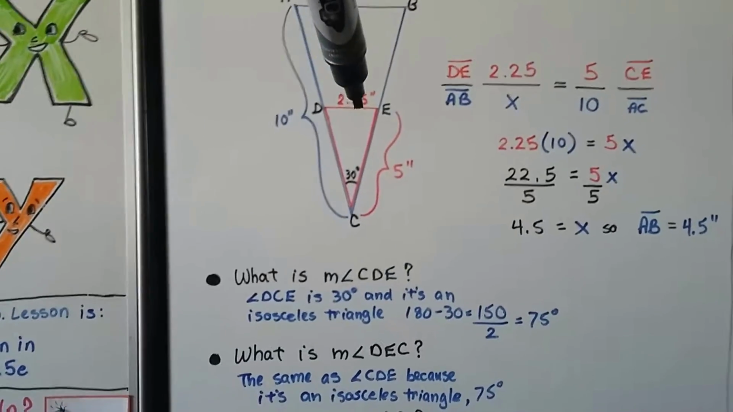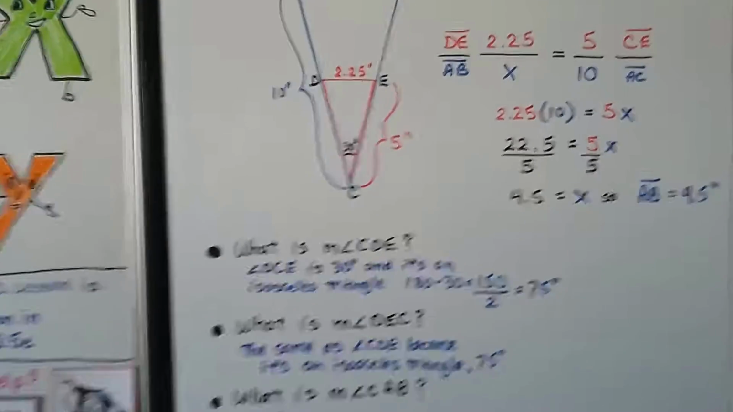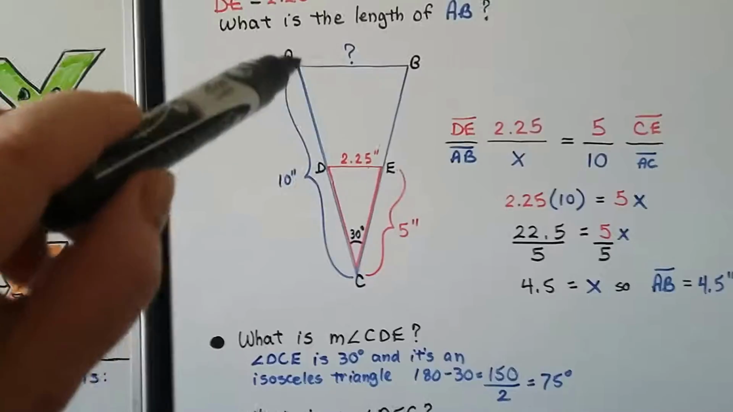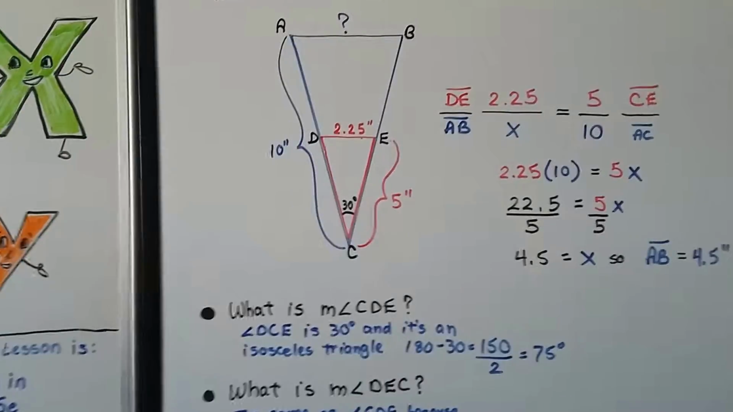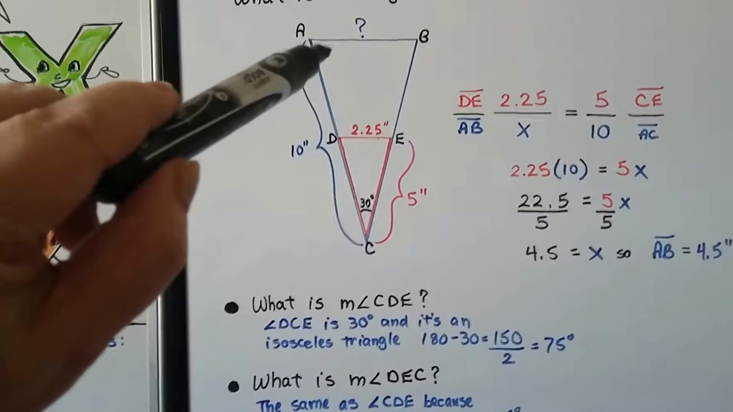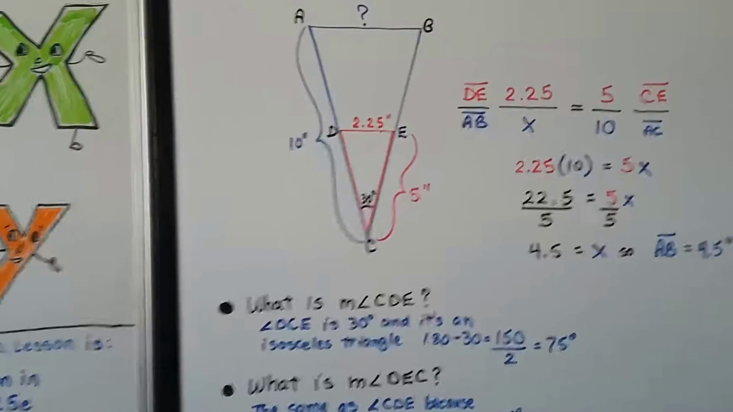So what is the measure of DEC, this one right here? Well, if that's 75, that's 75. And what's the measure of CAB? CAB, this one. Well, it's isosceles. If that's 75 degrees, it's going to be similar to that angle, isn't it? That's going to be 75 degrees, and that'll be 75 degrees. Okay?